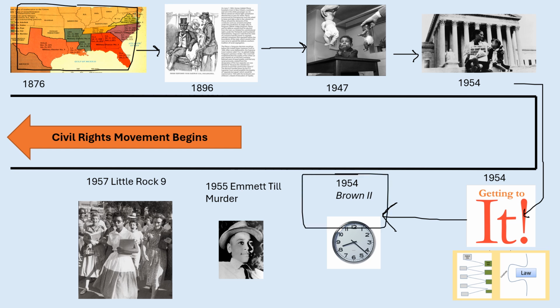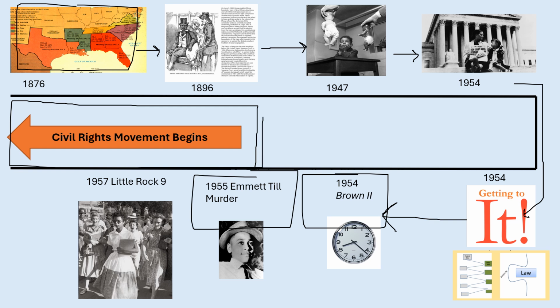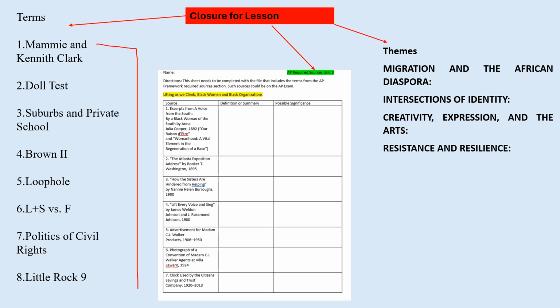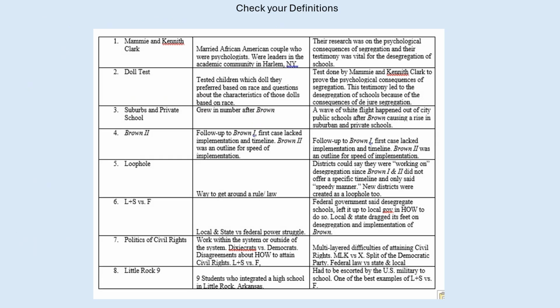And then a year after, you have the murder of Emmett Till, and this is where the civil rights movement begins. And in future classes, we'll be looking at the Little Rock Nine and some of the events from the civil rights movement. At the end of this class, you want to be able to define these terms. You want to analyze the required sources in the AP framework using this sheet. And if you want to verify your definitions, use this slide.